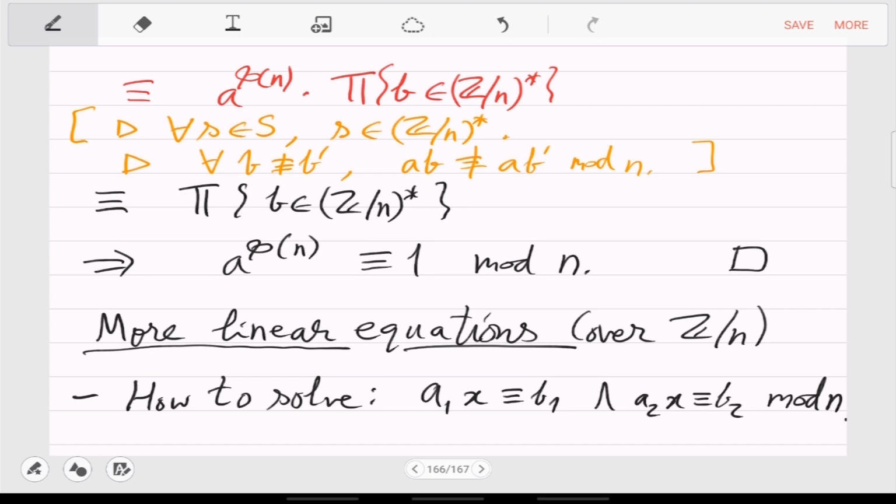So one bad example is, suppose you have first equation x congruent to 1 mod 2 and second equation is x congruent to 2 mod 4. Is there a single x which satisfies both these equations? Why not? Right, because the second equation, if it is true mod 4, it also has to be true mod 2, because 2 divides 4.